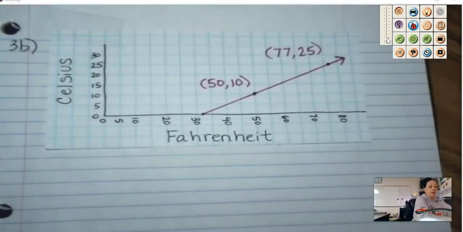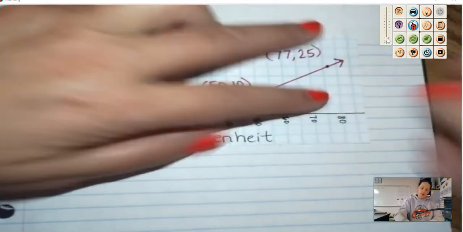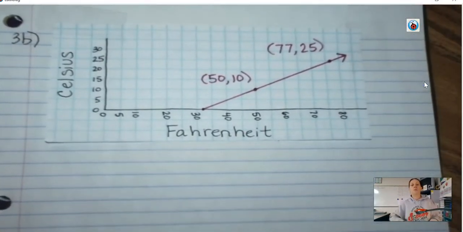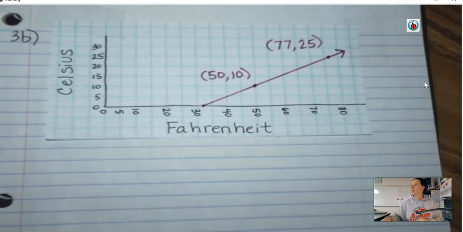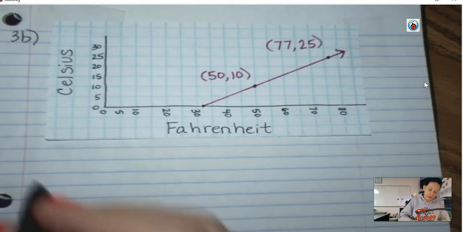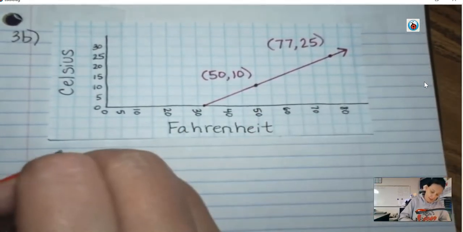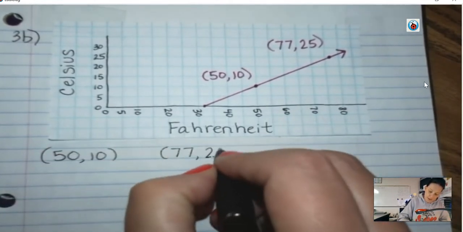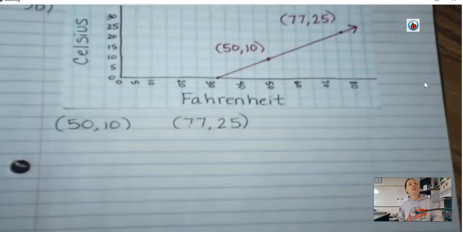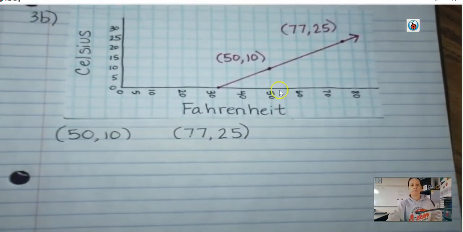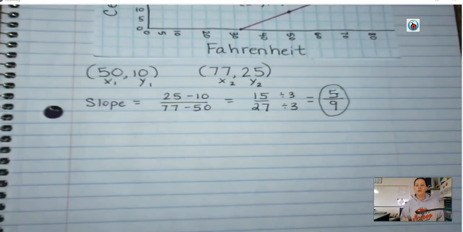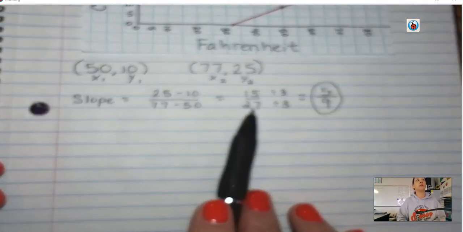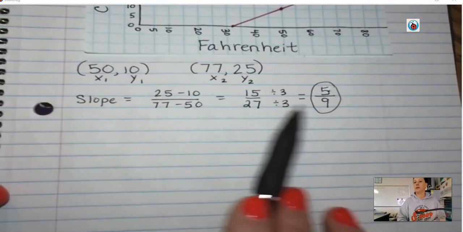Okay, we need to find the slope, and then we need to interpret the slope. So what does that slope actually mean? Find the slope first. Pick 2 points. We're going to use the 2 points they gave us, 50, 10, and 77, 25. Go ahead and find the slope between those 2 points. Okay, your slope was 5 over 9. If you got 15 over 27, just remember you need to reduce that. It's divisible by 3 over 3, 5 over 9.